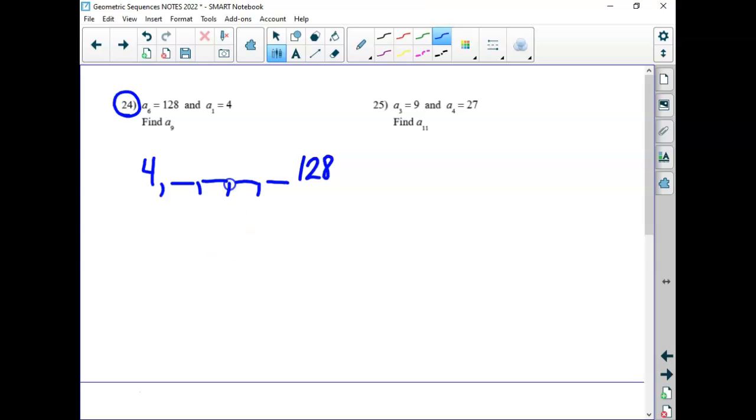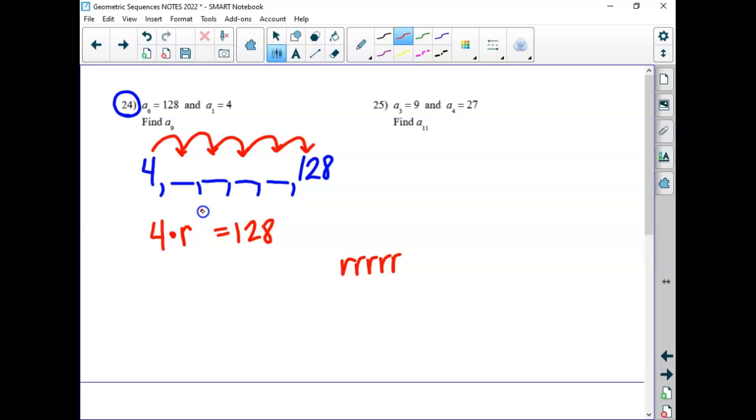You see what I'm talking about, guys? This will just help you understand what's happening. So term 1 was 4, 2, 3, 4, 5 are all missing, but term 6 is 128. We have to figure out what r is. So 4 was multiplied by r once, became this one, and then what? R twice, R three times, R four times, and R five times. So 4 was multiplied by R 5 times and became 128. What is R 5 times? How do you write that? Is it 5R? It's what? R times R times R times R times R is R to the fifth.